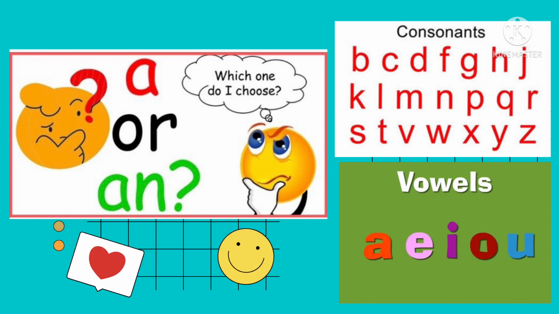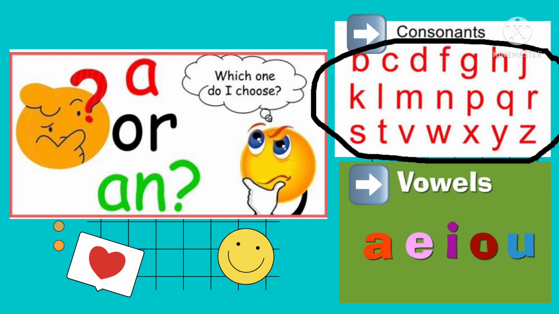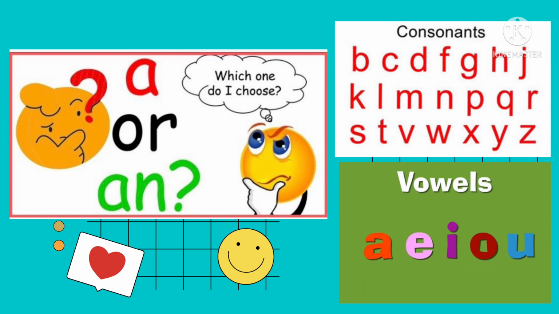Tapi kenapa ada beza a or an? Okay, yang tu we have to look at the first letter of the word. Kena tengok huruf pertama pada perkataan yang kita nak guna. Alphabets ada 26 letters, right? Ada 26 huruf dan 26 huruf ni terbahagi kepada consonants and vowels. Ada 21 letters in consonants. Vowels pula ada 5 letters. Okay, ini beza dia dan bila nak guna.